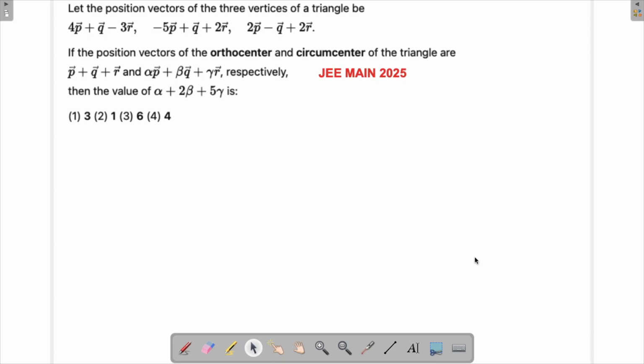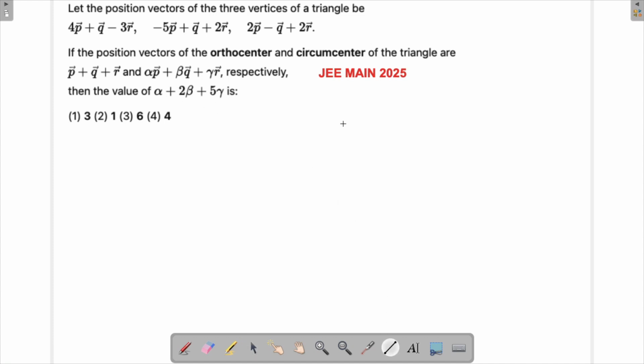All right, so let's solve a problem which appeared in JEE Main 2025. This is a question from vectors, and what has been asked here is to find the value of alpha plus 2 beta plus 5 gamma, where some other information is provided: there is a triangle with the position vectors of the vertices as given here, and the position vectors of the orthocenter and circumcenter of the triangle are also given. Then we are supposed to find out the value of alpha plus 2 beta plus 5 gamma.